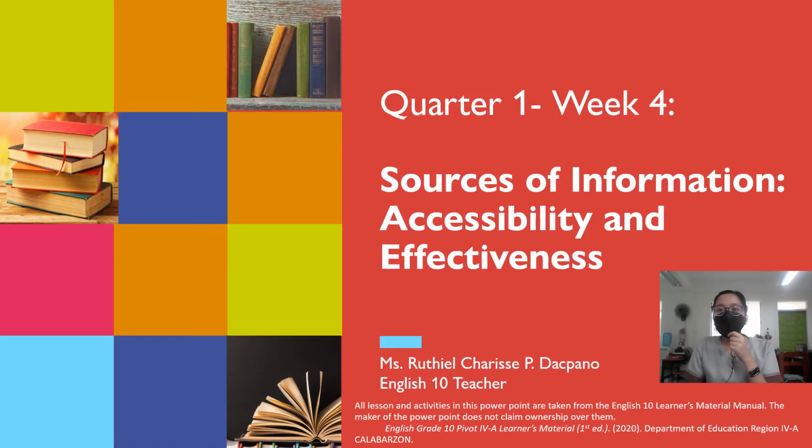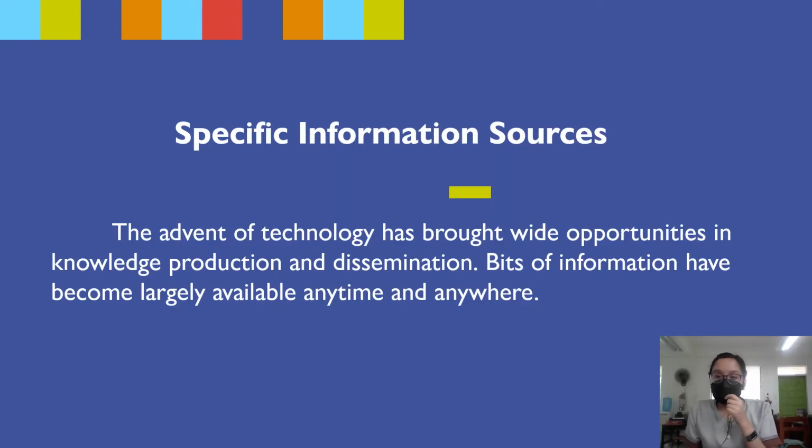All right, so quarter one, week four, the title of this is Sources of Information, Accessibility, and Effectiveness. Those two are another characteristic of information, and we're going to tackle that. But right now, we're going to dig deep into the sources of information. Let me read the first one. The advent of technology has brought wide opportunities in knowledge production and dissemination. Bits of information have become largely available anytime and anywhere.